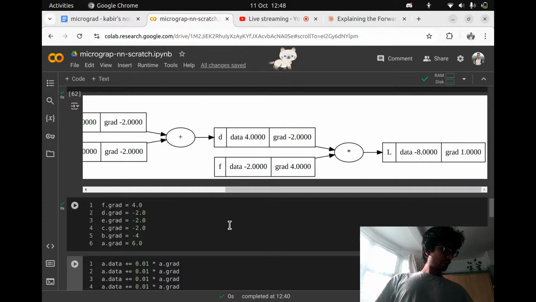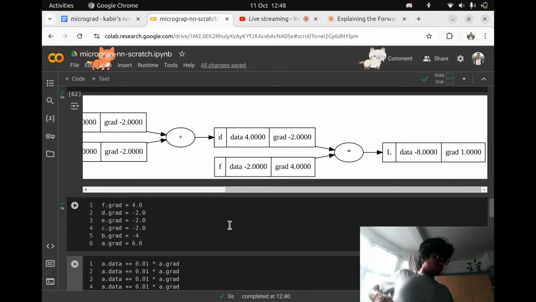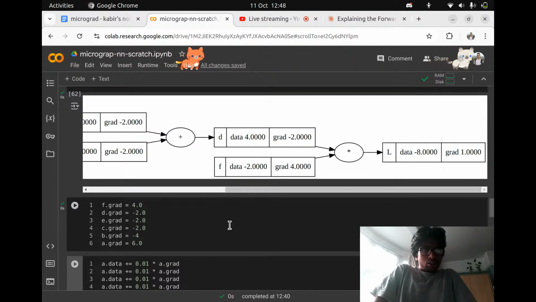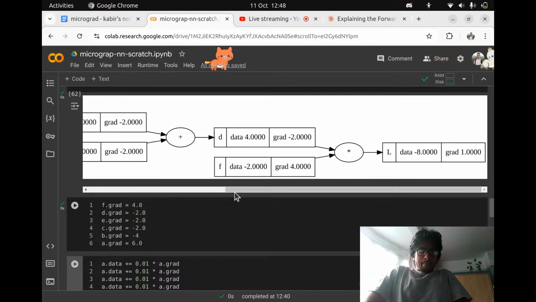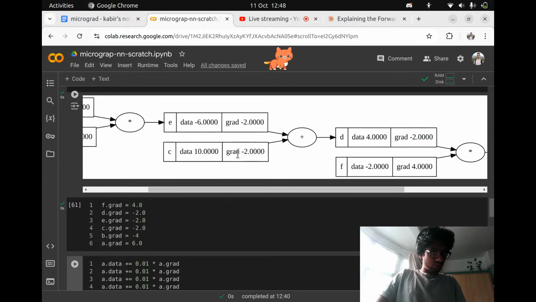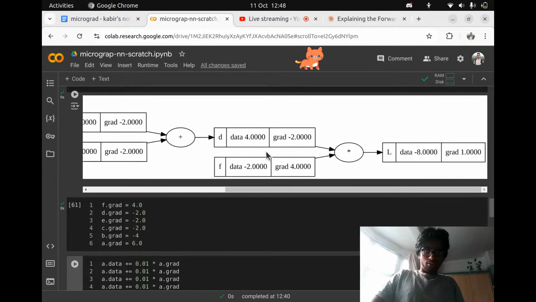This would be the forward pass. F would be unchanged. So A, B, C, and F.